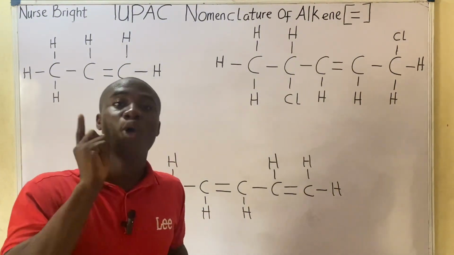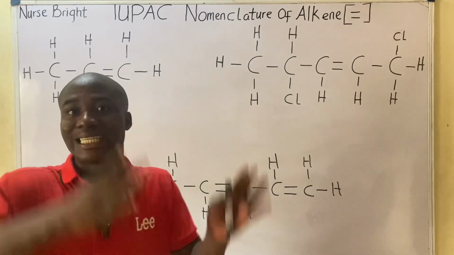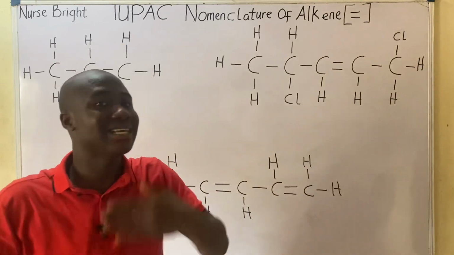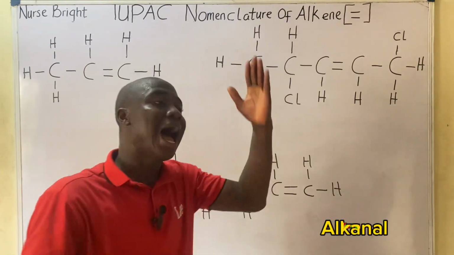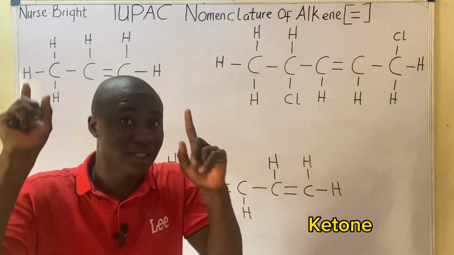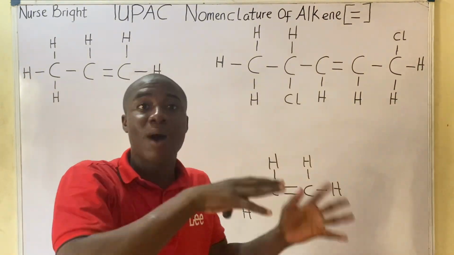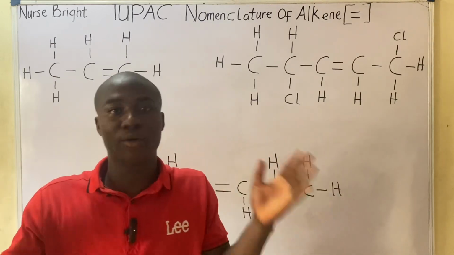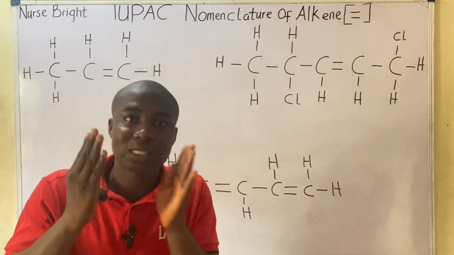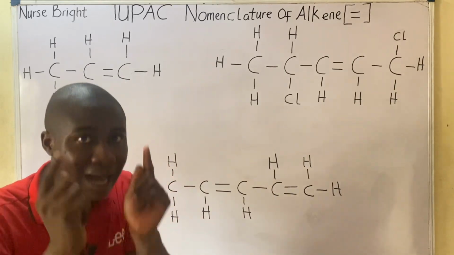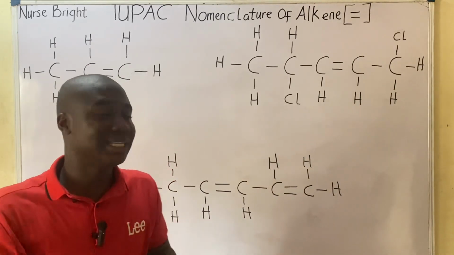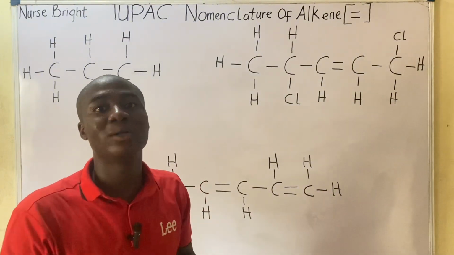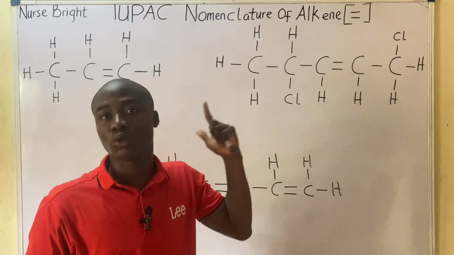Now, in naming organic compounds, be it alkanes, alkenes or alkynes, alcohols, alkanals, alkanones, ketones, that's the other name for alkanones, alkanoates, also called esters, ethers, and so many other groups of organic compounds, it follows the same pattern. So please, if you've not watched my video lesson on how to name alkanes, those single bonded compounds, the link will be available up here, so you do want to go watch that video.